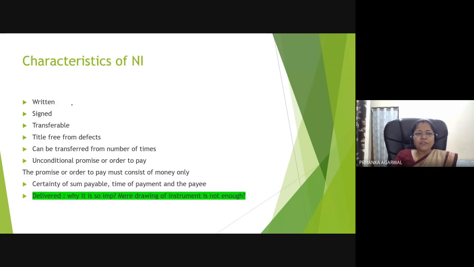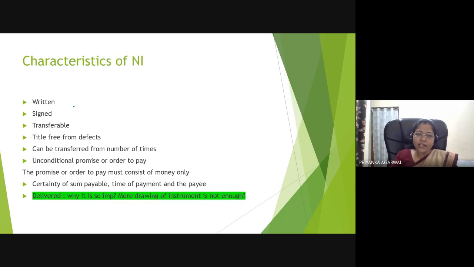So we have understood what a negotiable instrument is. By definition, a negotiable instrument should be written. Any oral negotiable instrument, suppose I say that I promise to pay you rupees 5,000 on a certain date, this oral declaration does not amount to a negotiable instrument. Any negotiable instrument has to be in written form, and it has to be signed by the person who is making that instrument.